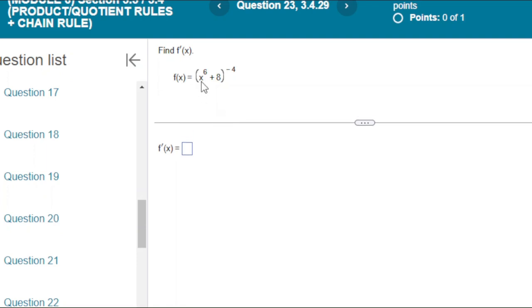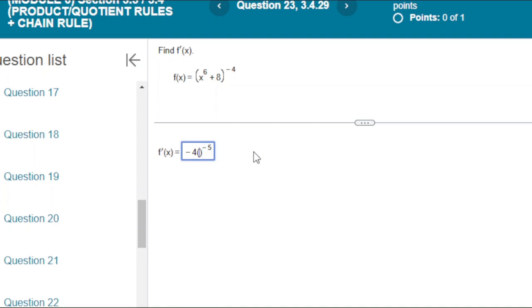Okay, what about this one? We have something to the negative 4th power, right? We have x to the 6 plus 8, that inside function, to the negative 4th power. So how do we take the derivative of something to the negative 4th? Well, it's going to be negative 4 times the something to the negative, well, would it be negative 3 or negative 5? It's negative 5, right? We have to lower that power by 1, right? So when we subtract 1 from negative 4, we actually get negative 5.